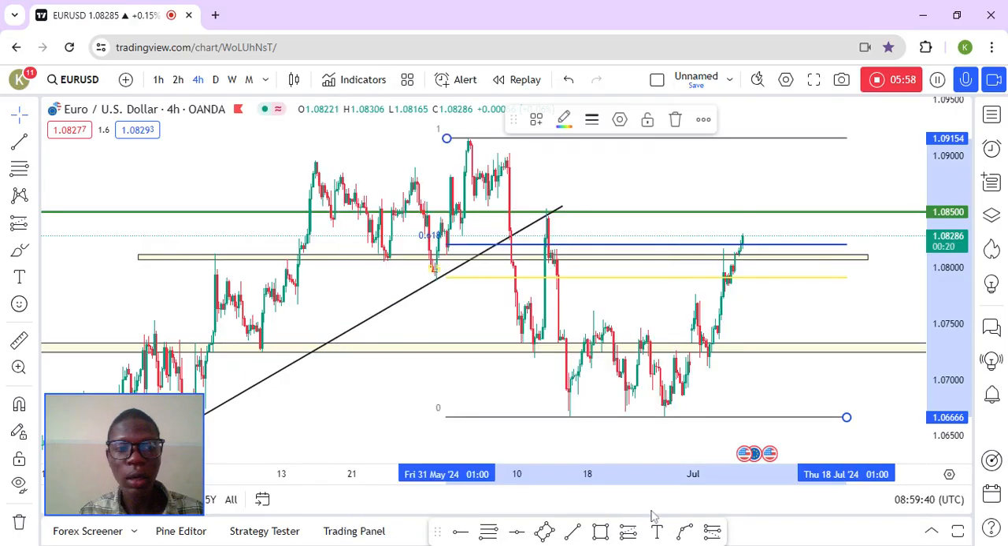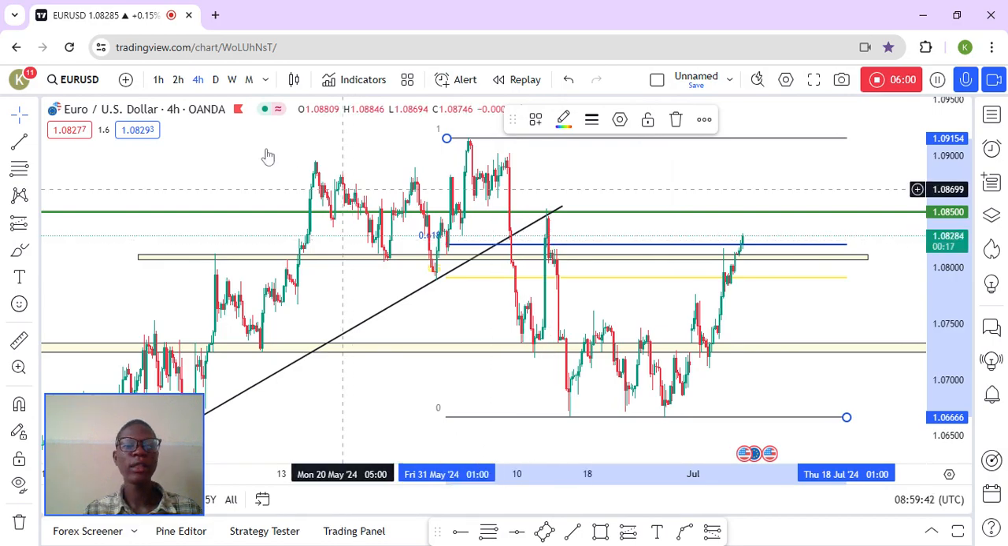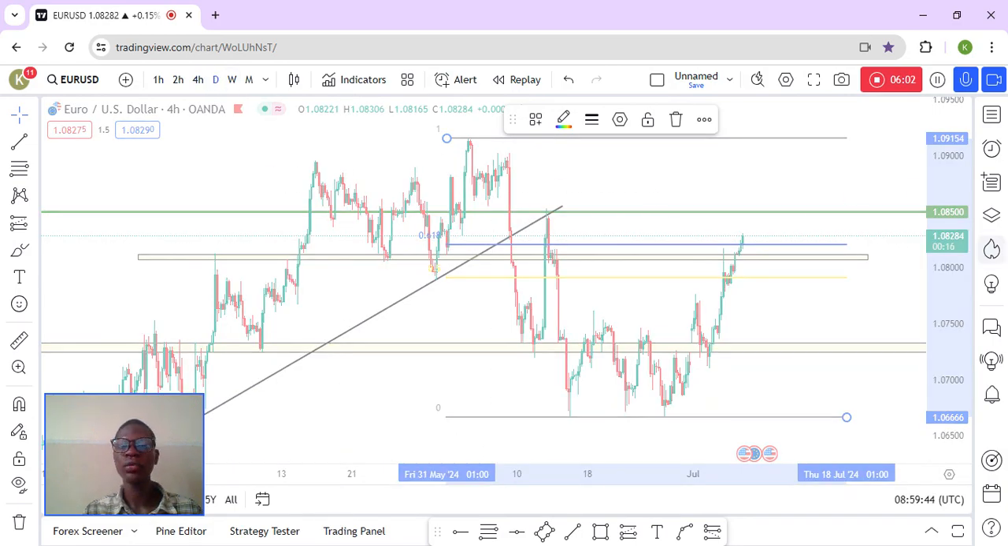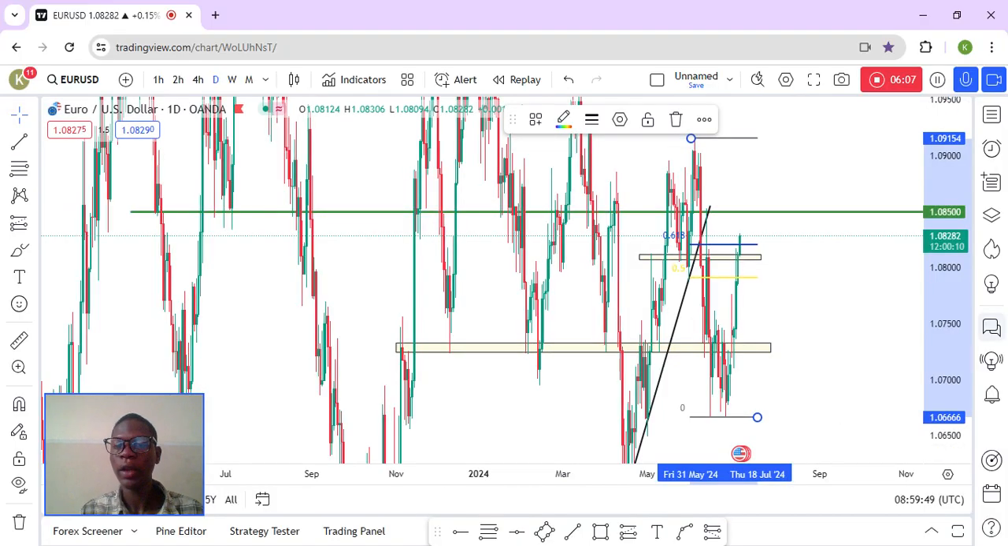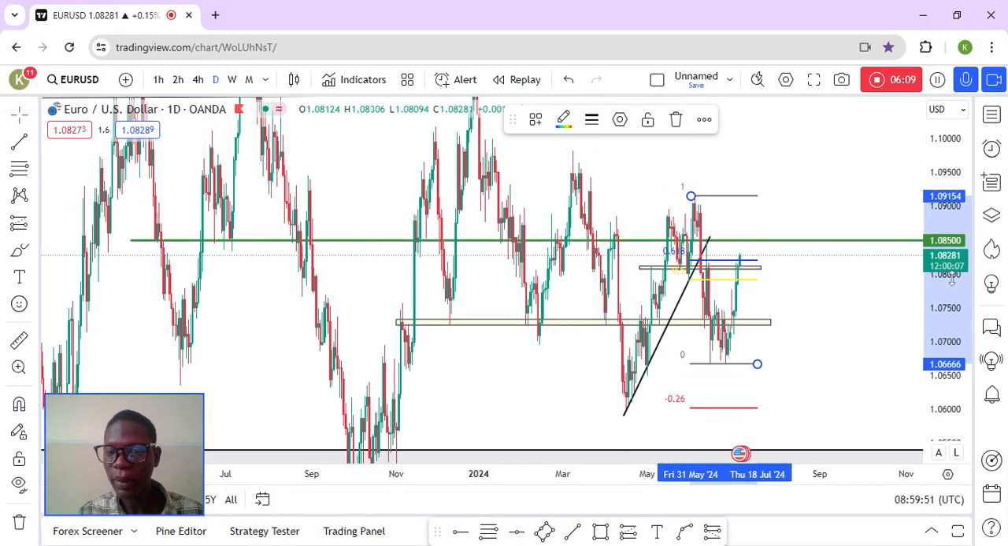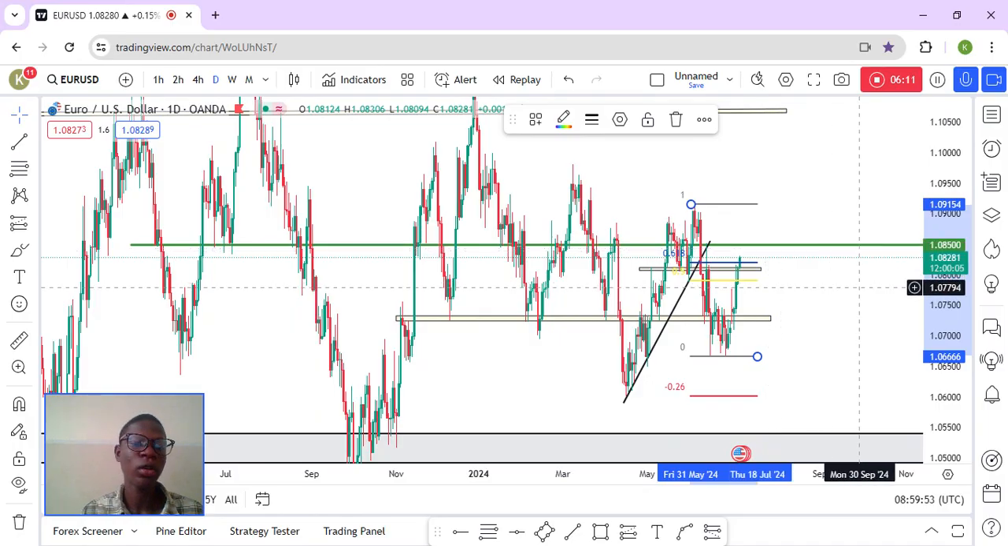So that's it on Euro USD. What we just have to do is to wait for a confirmation. Let the market commit to us and tell us the direction. You guys know, as a trader, our job is to trade what the market is telling us. We shouldn't do what we feel the market will do. What we are supposed to do is to wait for the market to commit to us, to tell us the direction, then we act in that way.